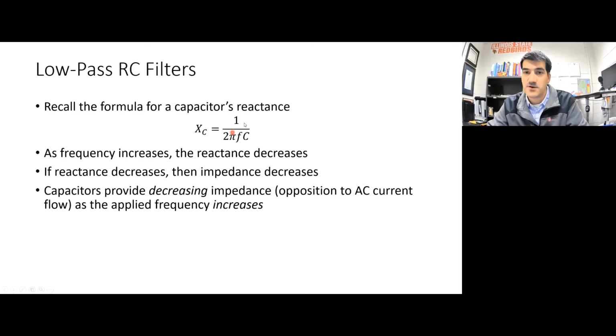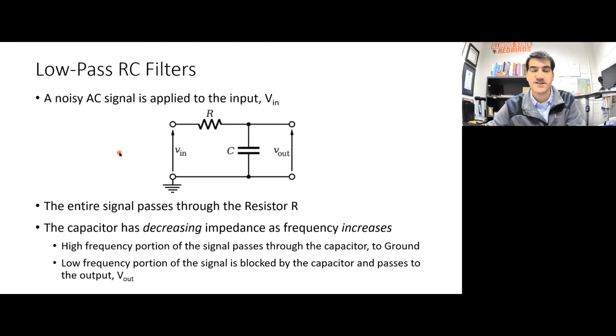So what you can take away from this equation right here is that as the frequency increases, then the impedance, this is reactance, but the impedance is going to decrease. As the frequency increases, impedance of the capacitor decreases. Okay, that's what it says right here. Frequency increases, decreasing impedance.